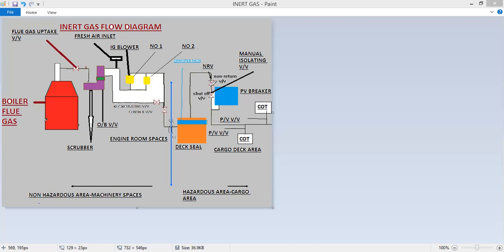Then there is a PV breaker here on the IG line. This PV breaker is used to control the pressure and vacuum in the tanks. If the pressure exceeds a certain level, then this PV breaker will function and the gases will be released from the PV breaker, and the gas pressure inside the tanks will be released. If there is vacuum inside the tanks, then again the PV breaker functions and it sucks in air from the outside space, and air is taken inside the tanks, which reduces the vacuum.